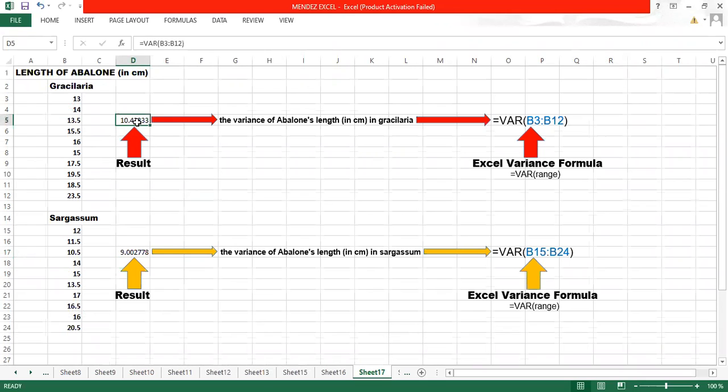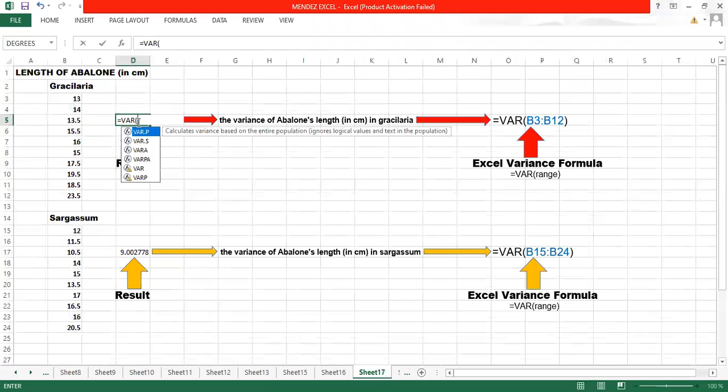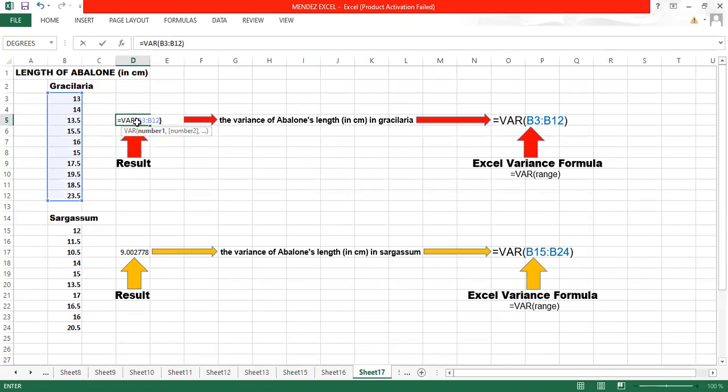Right here, let's assume we don't know yet. Just include equals VAR open parenthesis. Our range is B3 to B12 and close parenthesis and press enter. So the result is 10.43333. In the Sarcodia group, the highlighted cells are in column B and in rows 15 to 24.